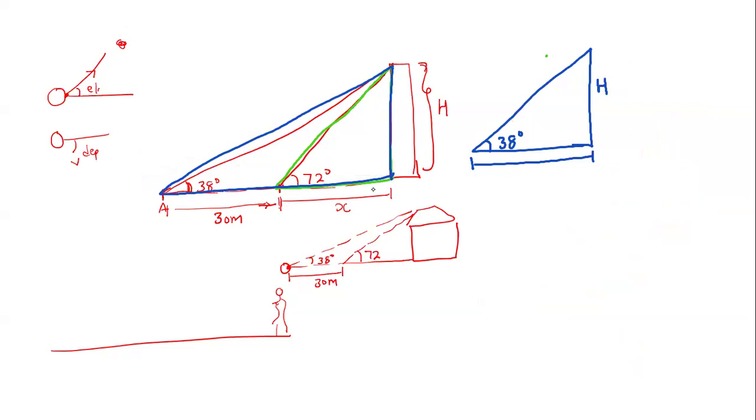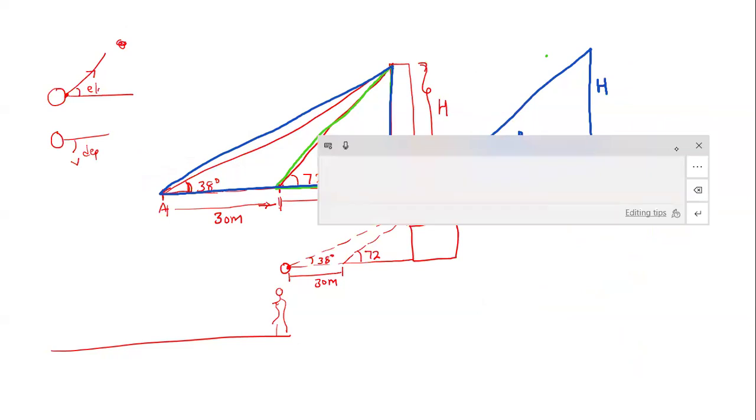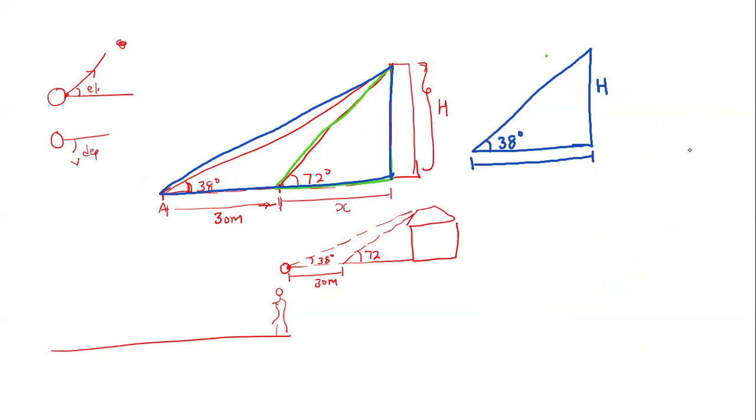Through the chat, people are putting the answers 30 plus x, 30 plus x, 30 plus x. Very good. So here, I'm going to say this distance here is 30 plus x. Very good. Now, remember here, for these right angles, we use the knowledge of trigonometry.